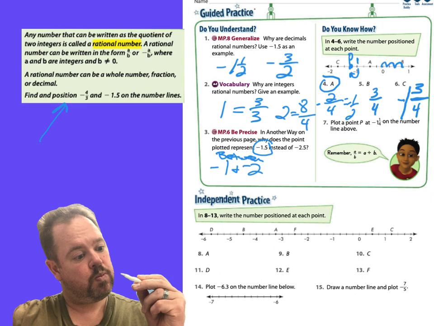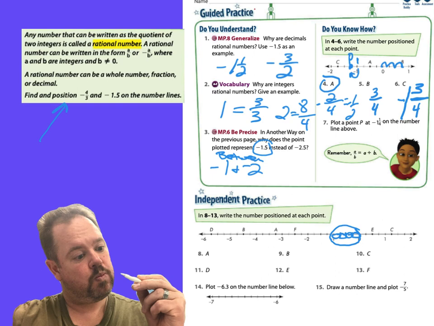Down below, we have write the number positioned at each point. So we're going to do 8, 9, 10 together, and then you'll hit pause and go ahead and do 11, 12, 13. So number 8, A. Well, first let's look at our number line. I'm going to look between 0 and negative 1. Because there's no numbers there, I know I'm not going to mess anything up. So I see that there's 1, 2, 3 tick marks, which makes it 1, 2, 3, 4 equal spaces. So we are dealing with fourths again.